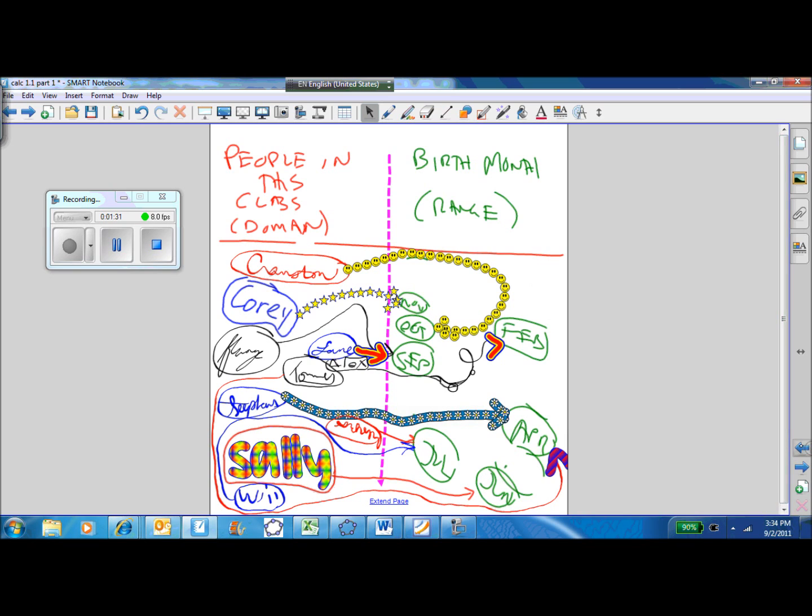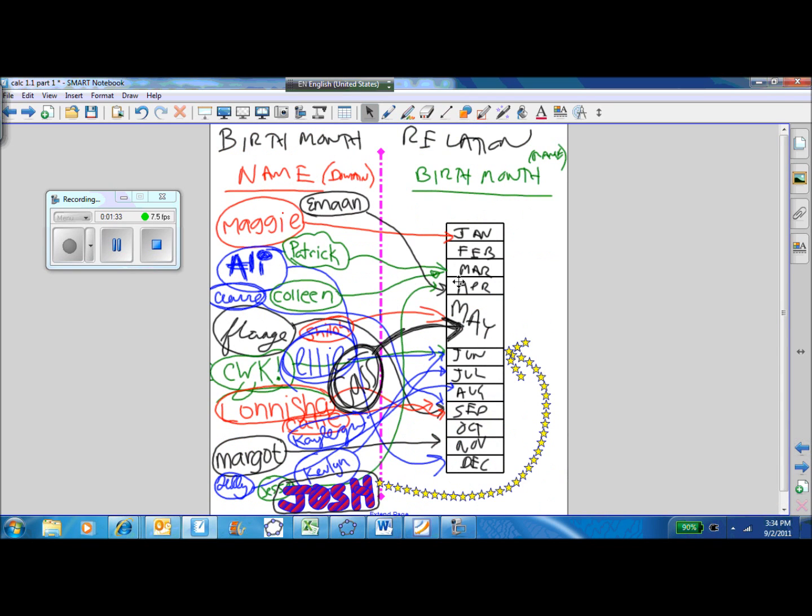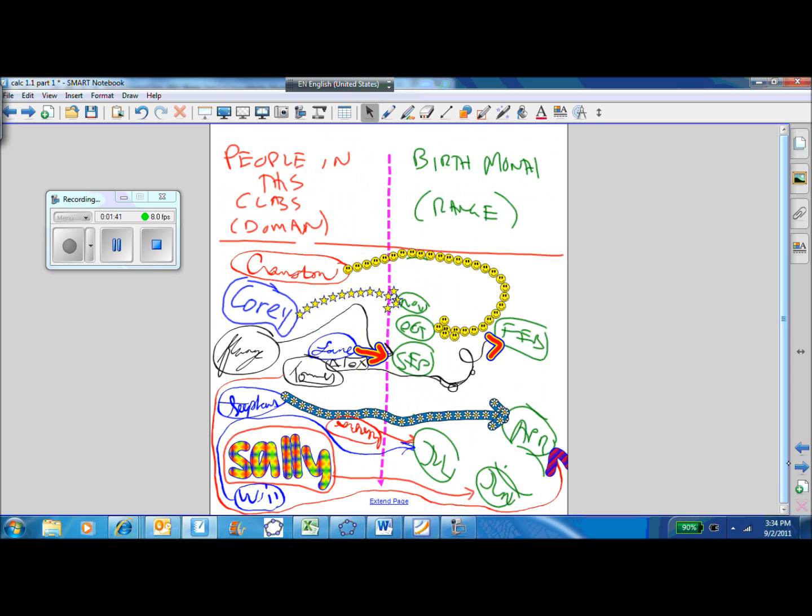But this is what bothered some students, is that some people were going to the same month. Patrick and Colleen here going to March. Shiloh and Cassie going to May here. In the other class, Lane and Flange both going to September. Here we go. Graham and Will both going to July.